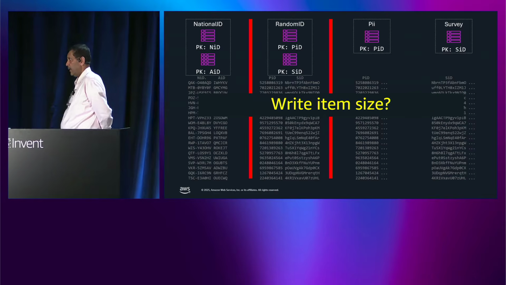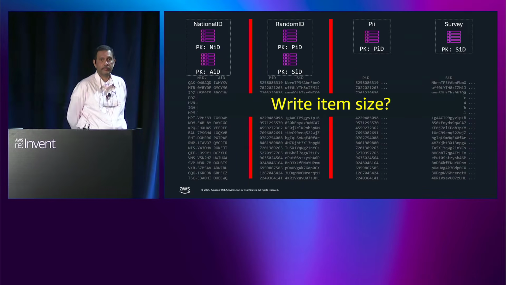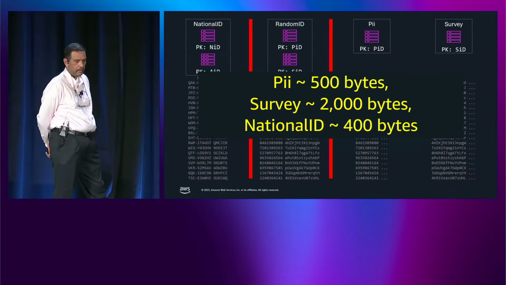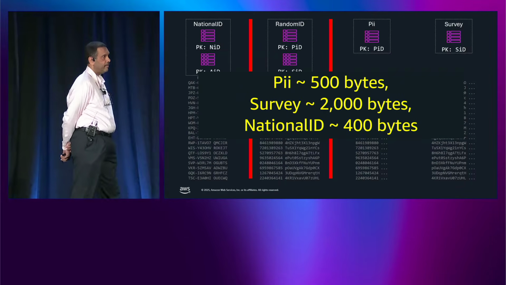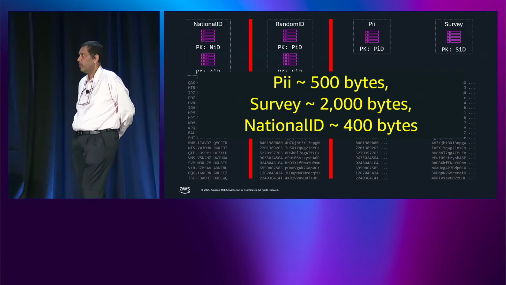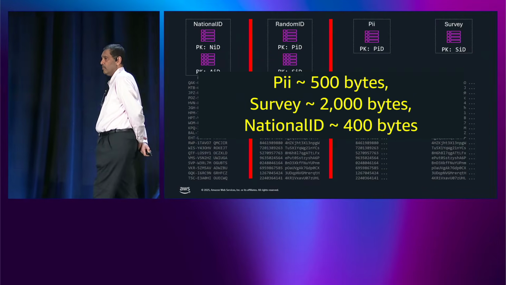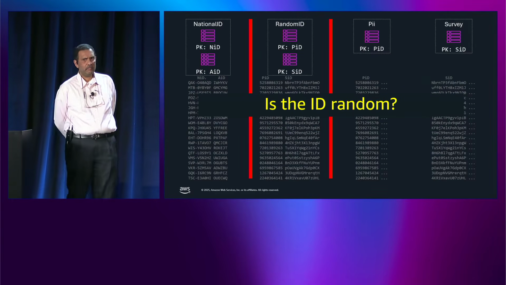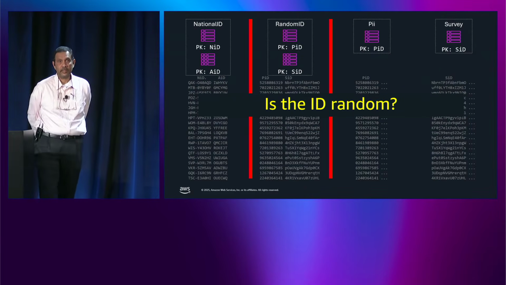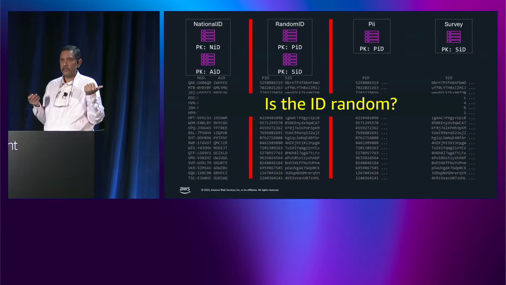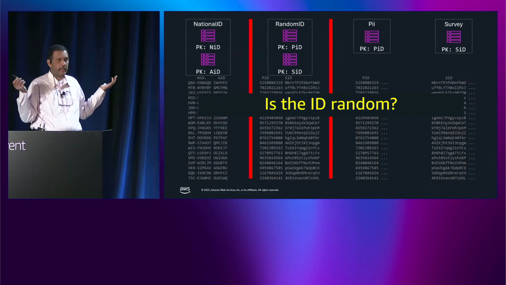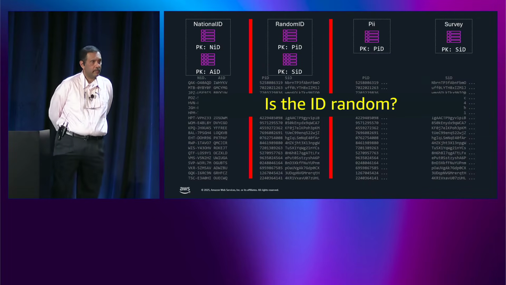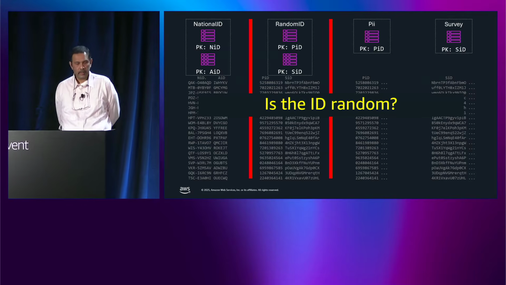So, next thing we ask them, how big are your items? So maybe they're writing 1 megabyte items, and that's the reason they had a problem. Nope, small items. 500 bytes, 2 kilobytes, 400 bytes. Next question. Is the ID really random? Because that's the only thing we could think of. So like small items, properly scaled up tables. They didn't have LSIs or any other things. Why would they possibly throttle?